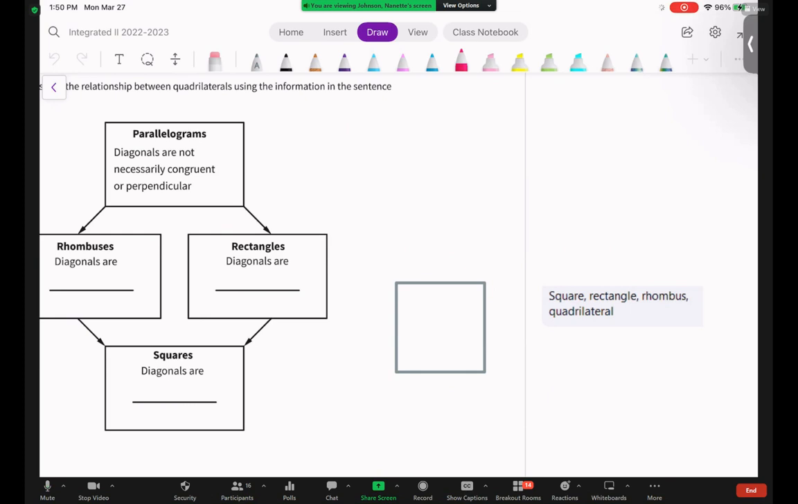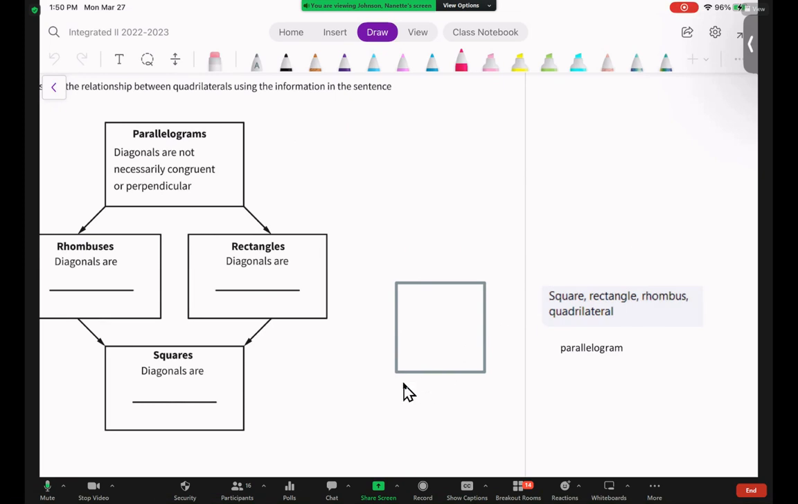But we will call it a square because that is the most specific name that we can call it. But do you see how a square is also a rectangle, is also a rhombus, is also a quadrilateral, is also a parallelogram? Does everybody see that? Okay.